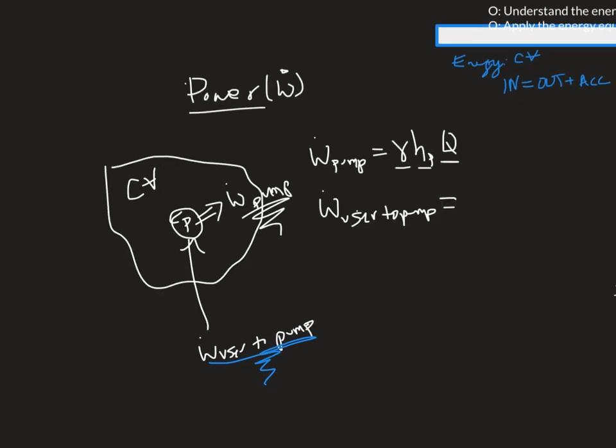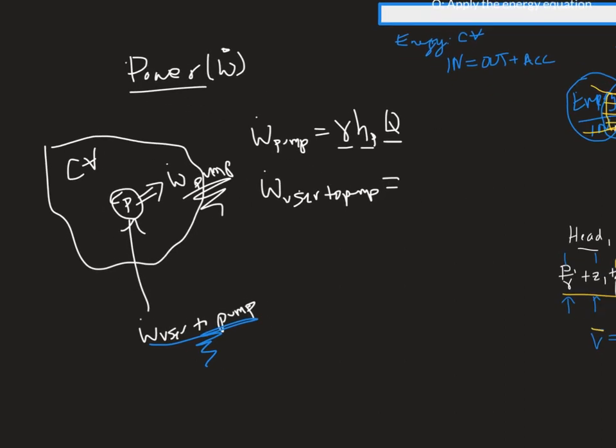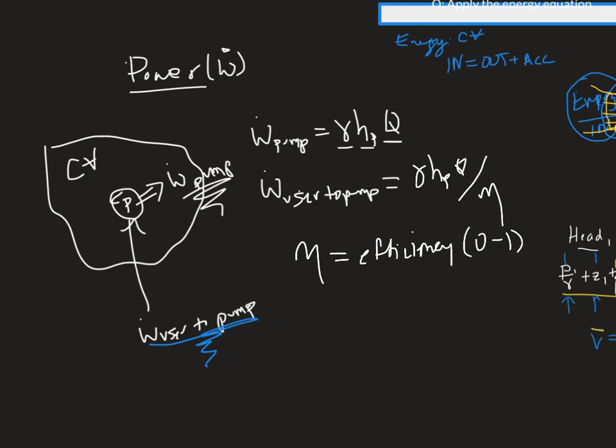Then we have to think about this. And so there's going to be an efficiency, and that's going to be like an eta. Okay, so it's kind of like almost like a cursive N with a long leg to it. And it's basically this same thing, gamma HP Q, and we're going to divide by eta, okay, where eta is the efficiency. Eta is the efficiency. And it's going to be between 0 and 1, okay?